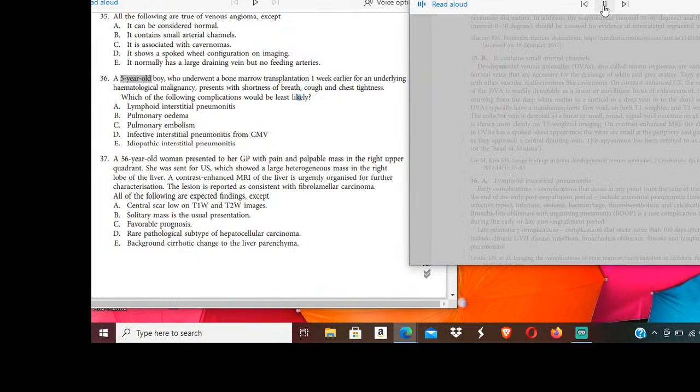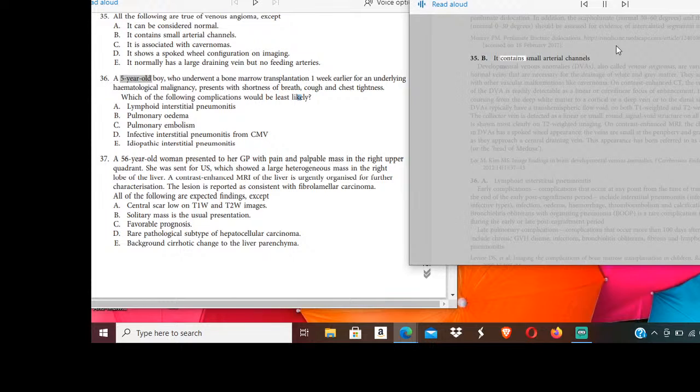Paralunate dislocation. In addition, the scapholunate angle, normal 30-60 degrees, and the capitolunate angle, normal 0-30 degrees, should be assessed for evidence of intercalated segmental instability. Murray PM, perilunate fracture dislocations. http://emedicine.medscape.com/article/1240108-overview accessed on February 18, 2017.